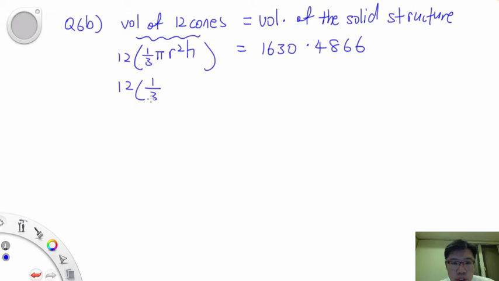Substitute in the radius. The radius for this is 3, because they say that the cone diameter is 6 cm. The cone diameter is 6 cm, and the height is what you want to find.